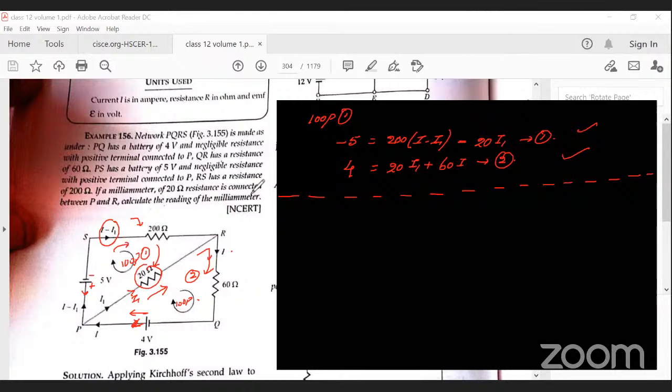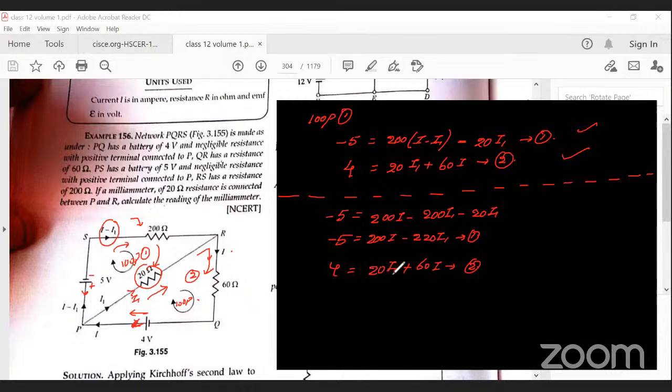That is your question. If I solve a typical circuit like this by the direct method, it will take more time. Instead of that we are taking the loops. Let's see, I will solve this. For that, I'll just cross multiply. So here it is minus 5 is equal to 200I minus 200I1 minus 20I1, which is minus 5 is equal to 200I minus 220 I1. So that is the first equation. In the second equation, 4 is equal to 20 I1 plus 60 I. It is your second.